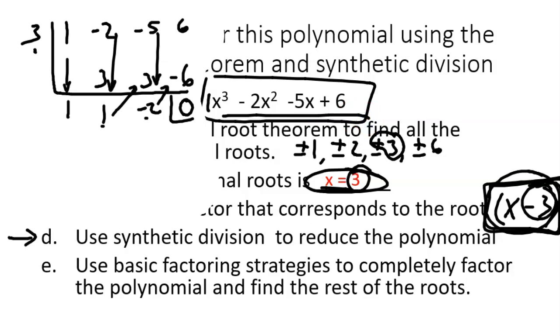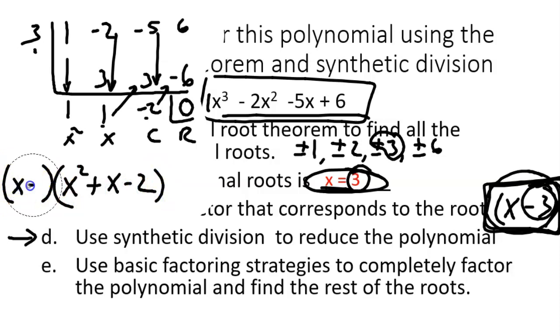So, here's my answer to part D. We have no remainder, constant, x, and x squared. So here it is. We have x squared plus x minus 2, and then my factor, x minus 3. So that's how you can factor using synthetic division and the rational root theorem.